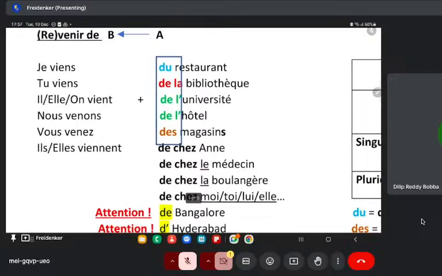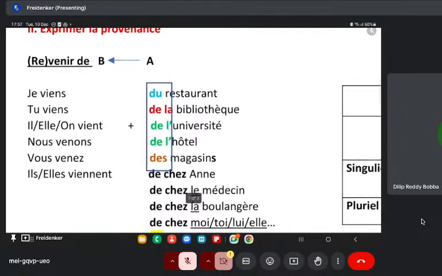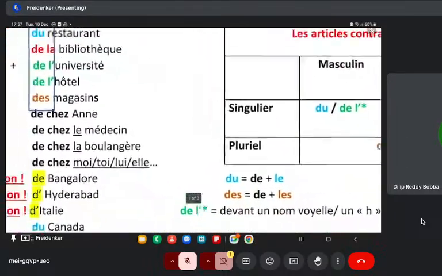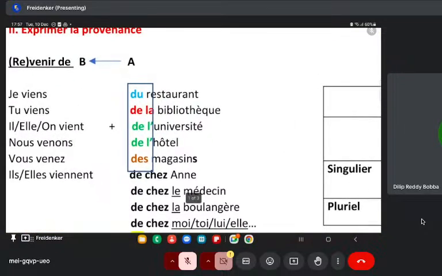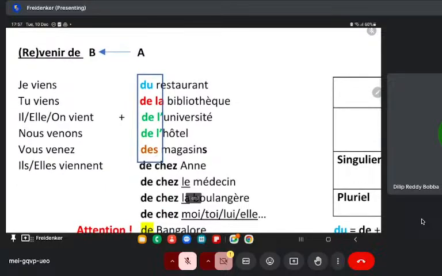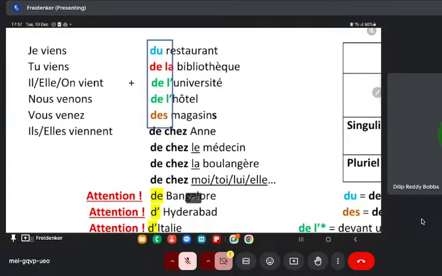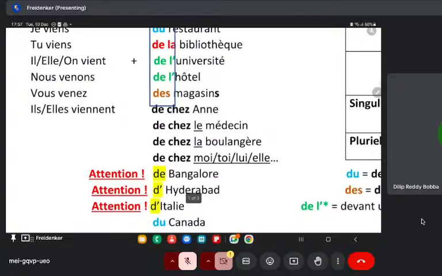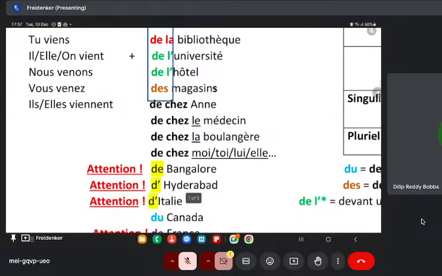You're coming from the restaurant. De plus le will give you du. So du restaurant. Library is feminine because it ends with an e. So de la bibliothèque. I'm coming from the library. I'm coming from the university. I'm coming from the hotel. I'm coming from the shops. Magasin is shop. I'm coming from Anne's place. Chez. I'm coming from the doctor's place. Chez. I'm coming from the bakery. The baker. I'm coming from my place. I'm coming from your place, and so on.